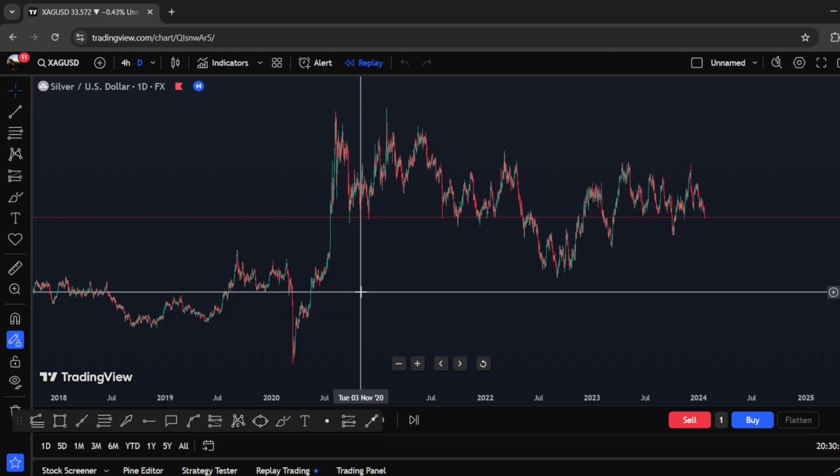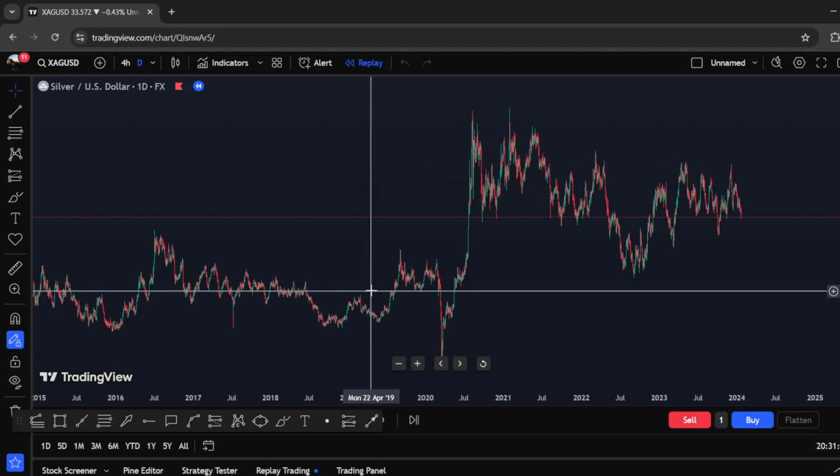Today's video I'm going to show you the bank's template, how they move the market, and some of the things that you need to look out for before you consider taking any trades.